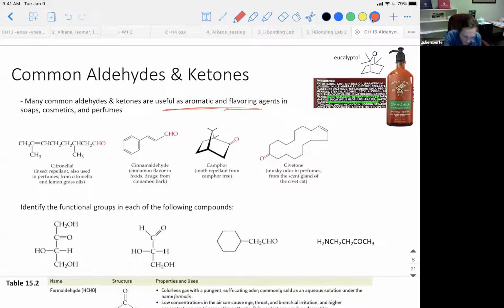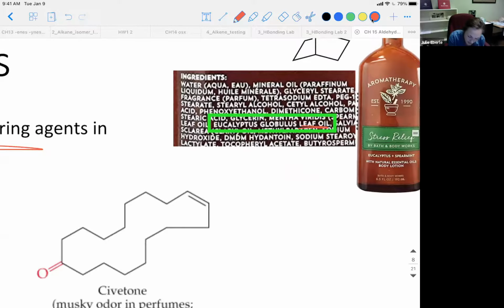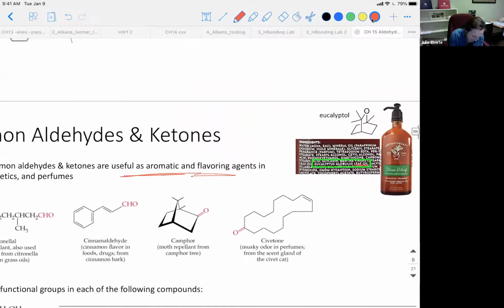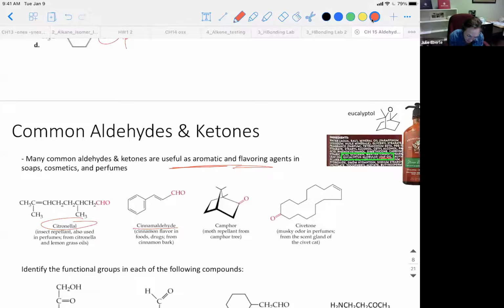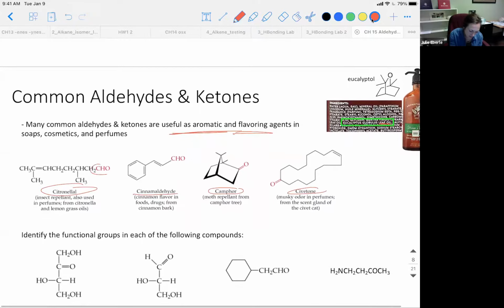If you zoom in on this, it says eucalyptus leaf oil. That is what is used in stress relief, my favorite. But you can see a bunch of other things. We already talked about citronella, cinnamon, okay. I don't even know, camphor, moth repellent, civetone, certain perfumes. So you can see these have these aldehyde or ketone functional groups. So these are used a lot as flavoring or certain aromatics in different soaps, cosmetics, perfumes.